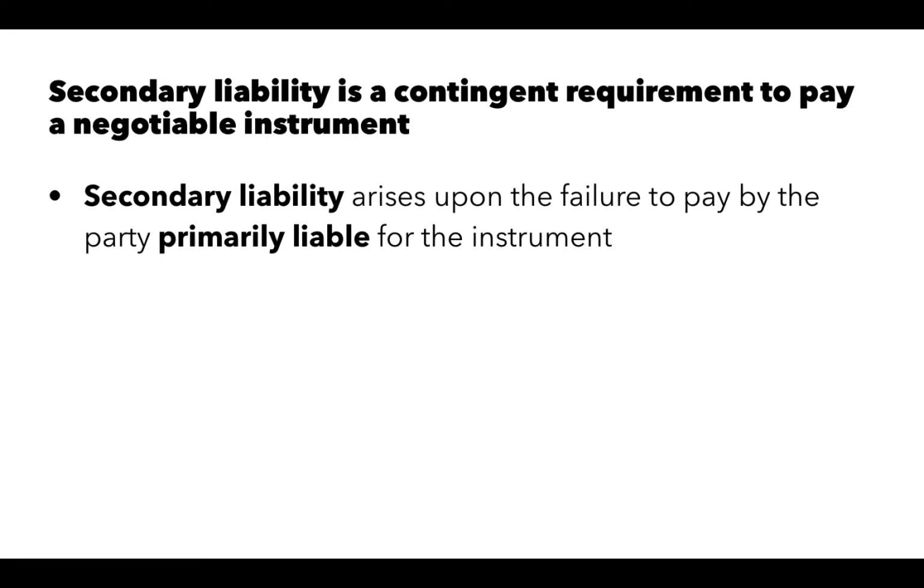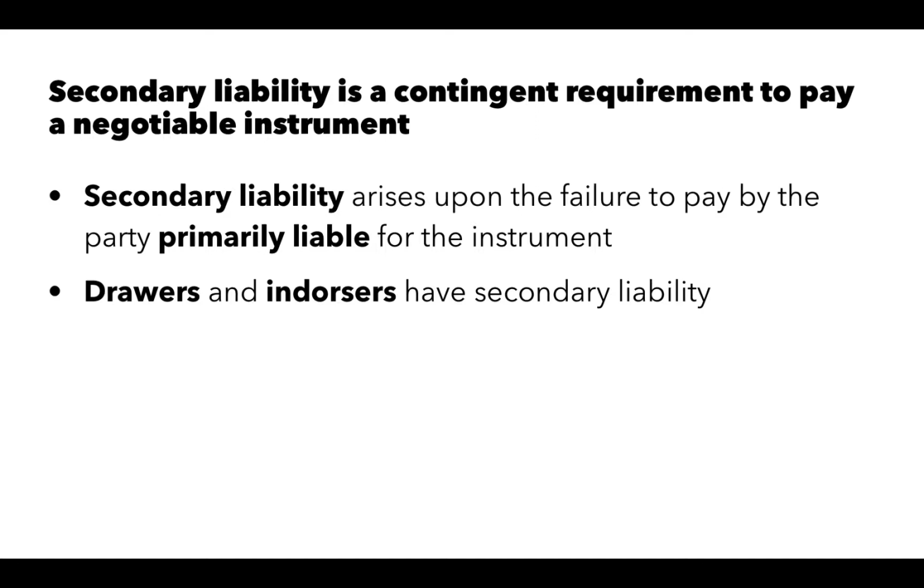Secondary liability is a contingent requirement to pay a negotiable instrument, meaning secondary liability does not arise until there has been a failure on the part of the maker or the person who is primarily liable to pay the instrument. So that's when we get secondary liability. That means that now the holder of the instrument can look to others for payment of the instrument.